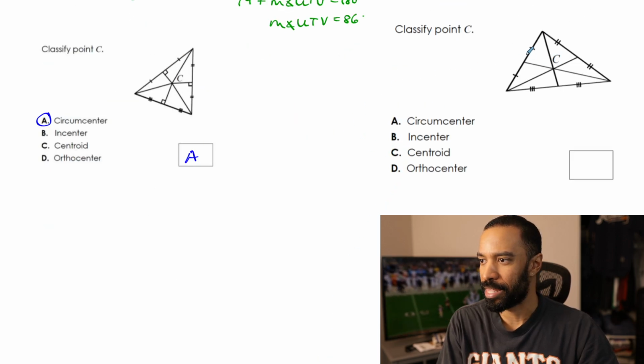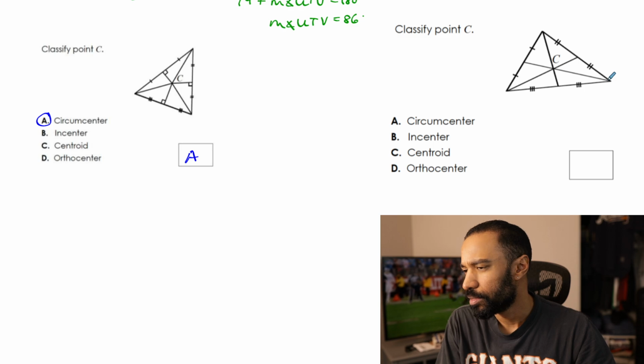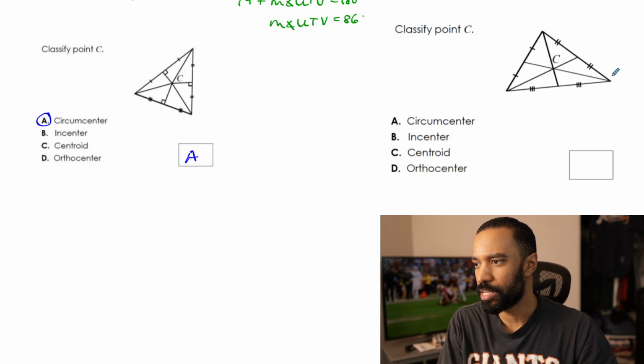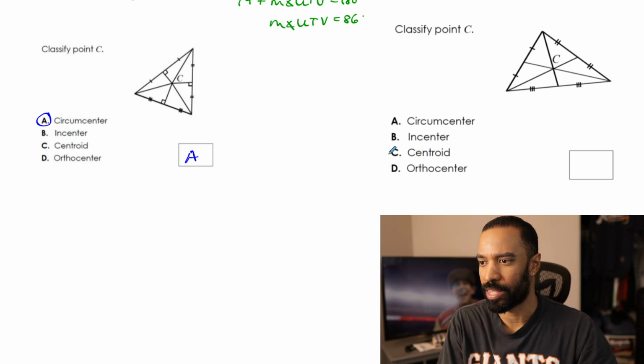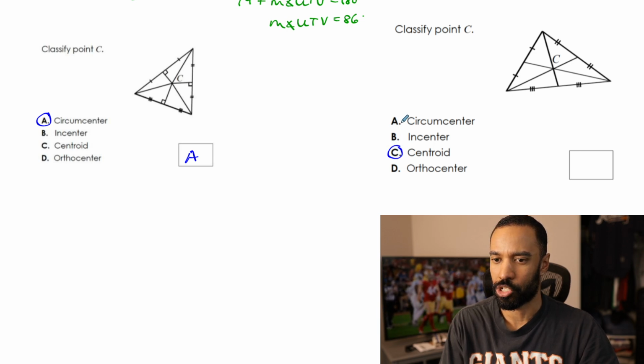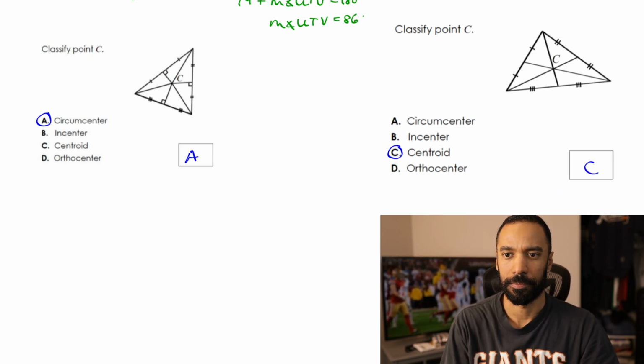And then last, classify point C. Point C is made by the medians. You can tell, yeah, by the medians, you can tell from vertex to midpoint right there. Medians give you a centroid. That is C. That's it.